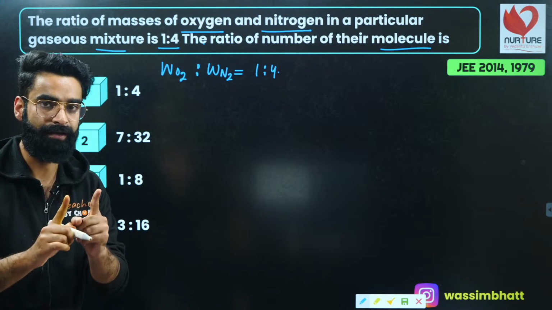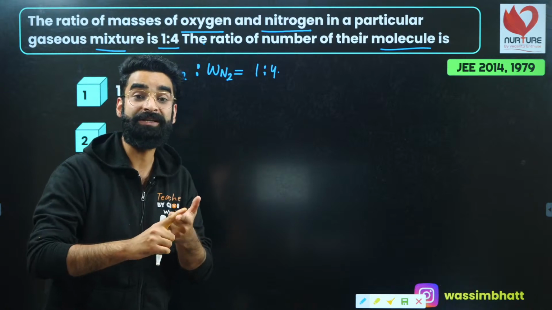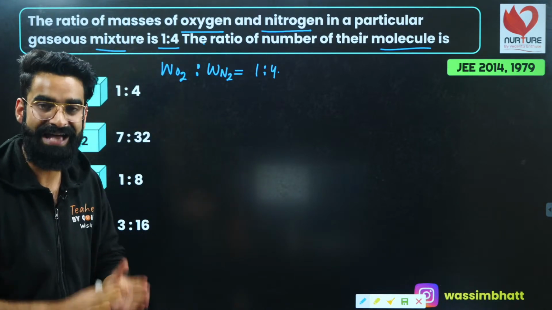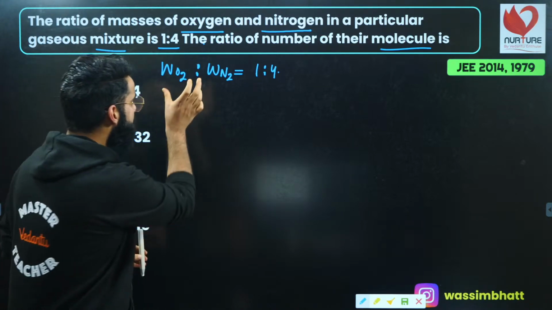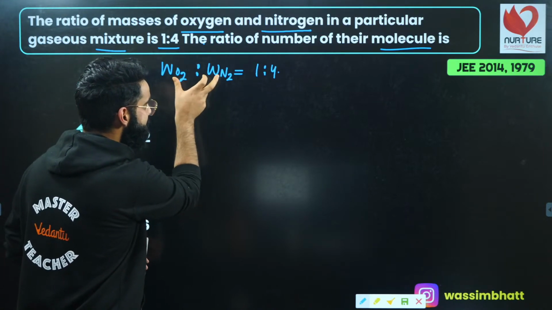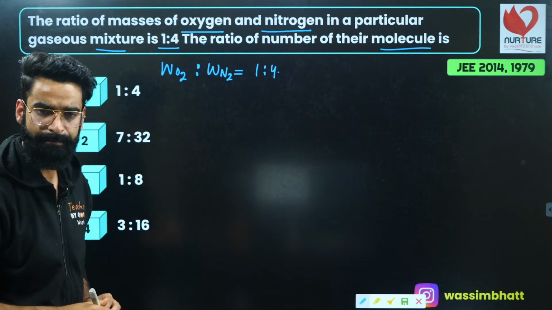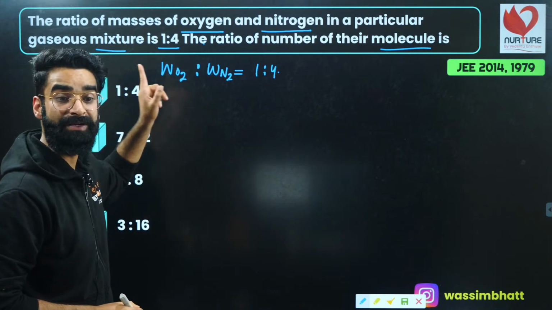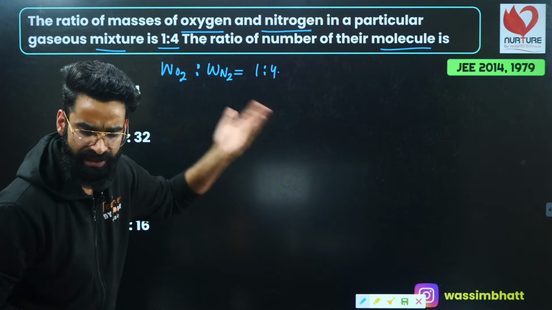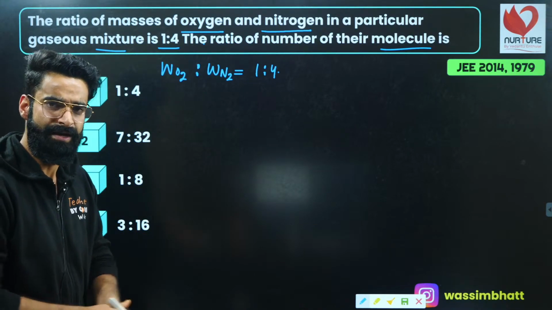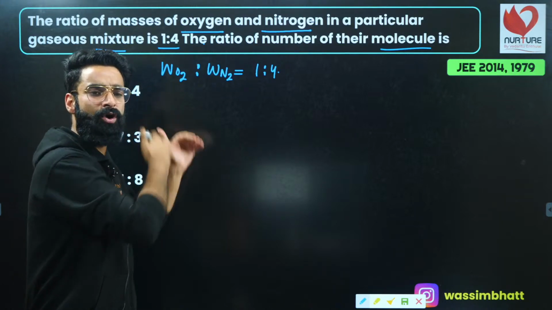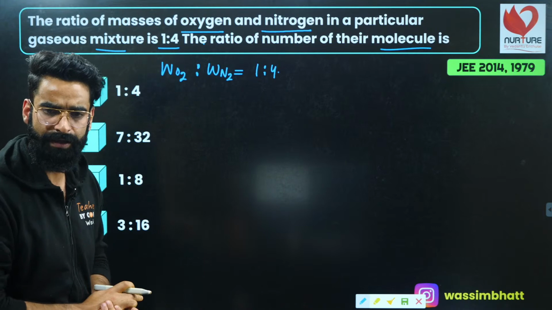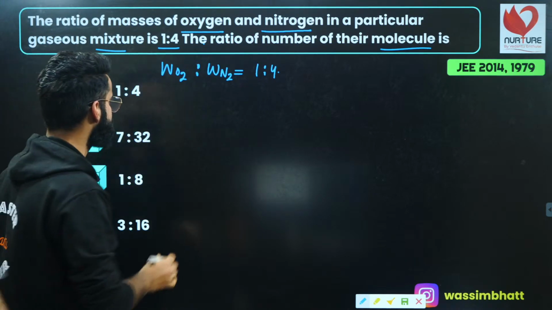Remember one important thing. Whatever is going to be the ratio of their moles, same is going to be the ratio of their molecules. As simple as that. I'm given the ratio of the masses of these gases, which is 1:4 as per the equation. Whatever the ratio of their moles, same is the ratio of their molecules. So if I get the ratio of their moles, that automatically gives you the ratio of their molecules as well. Understand what I'm going to do?